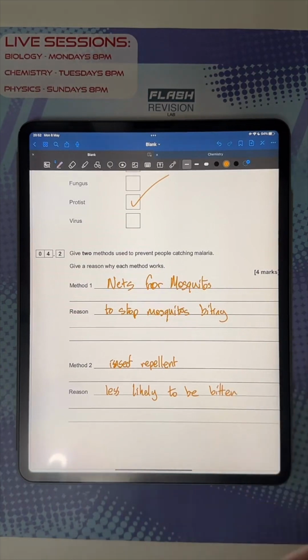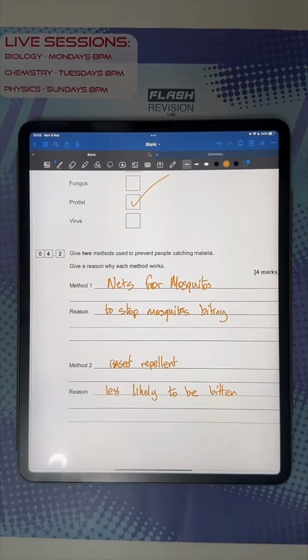You guys said some other correct ones. You could also say malaria tablets, good, because that's going to kill the pathogen, it's going to kill the protist. You can say vaccine, so that means more people are immune to it, so fewer people will spread it, or there's fewer people for the mosquito to spread it to.